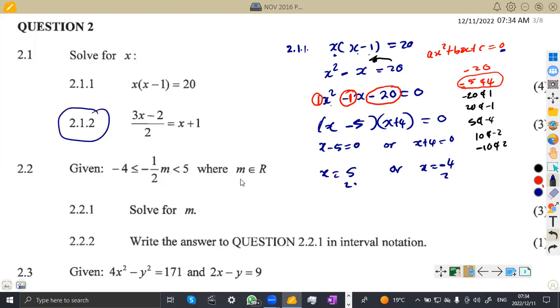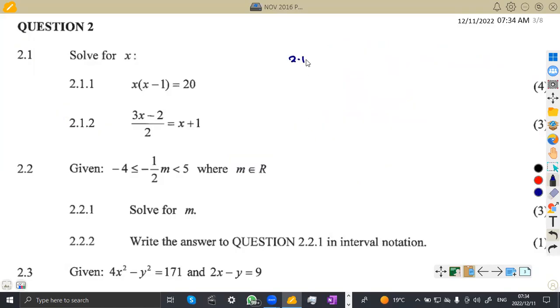We move on to 2.12, where we are given a fraction and still an equation that you're supposed to solve. So that's 2.12. We are given 3x minus 2 over 2 is equivalent to x plus 1. So x plus 1 is a whole number, so to be a fraction, you just write it as over 1. So this enables you to cross multiply.